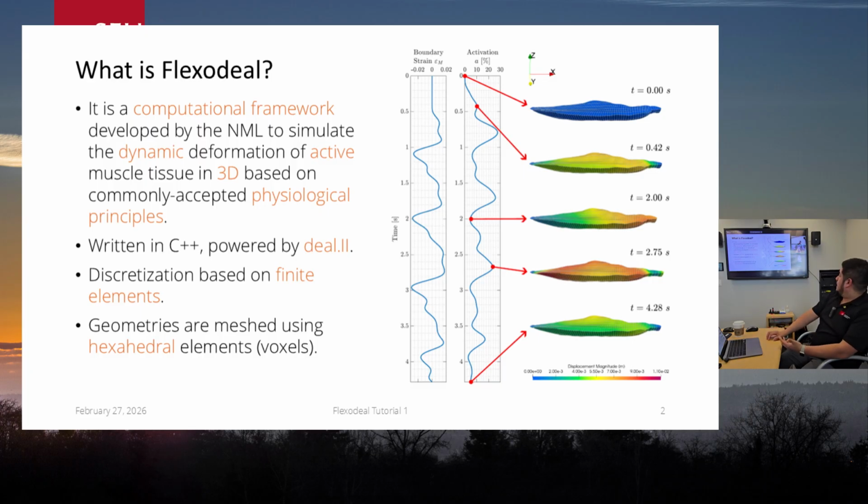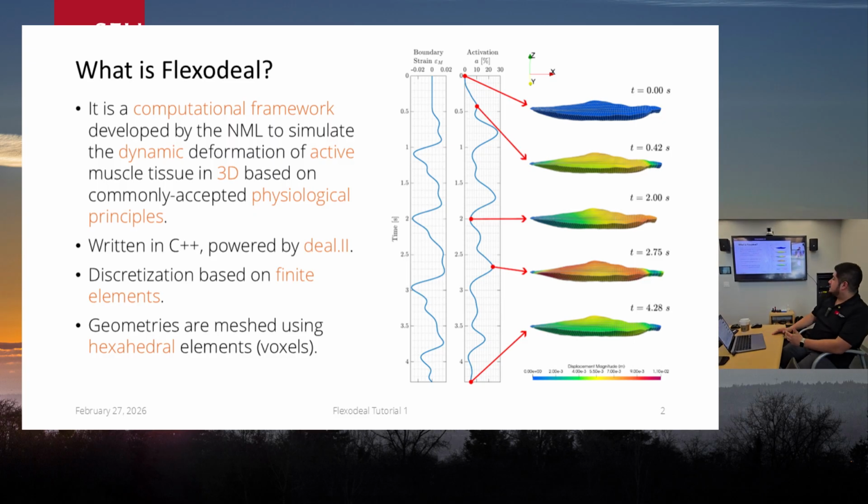All right. It is written in C++. It's powered by the deal.II library. But deal.II is a finite element library, not just used for this software, but there are many other applications in computational mechanics, solid mechanics, fluid mechanics, right? And because it's a finite element library, this classification is based on finite elements. And the geometries are meshed using hexahedral elements or voxels, right? I might refer to voxels at some point.